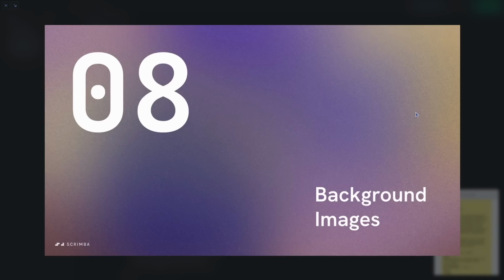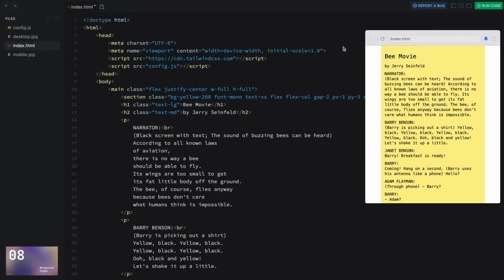Adding background images is something commonly done with CSS. A nice, subtle pattern gives an element or a page just a bit of oomph. In this scrim, I have a simple page that needs a bit of a subtle background. There are two images in the directory, desktop.jpg and mobile.jpg, that I want to use based on the screen size.